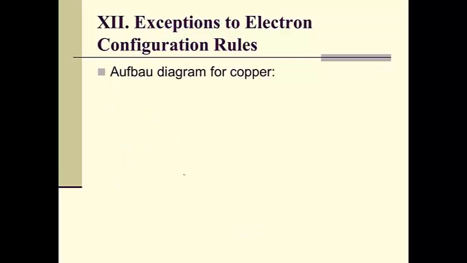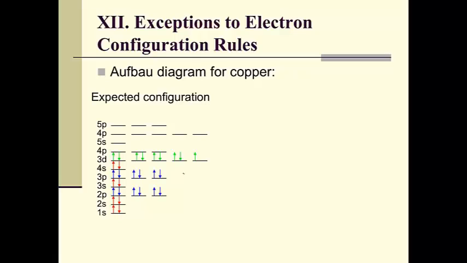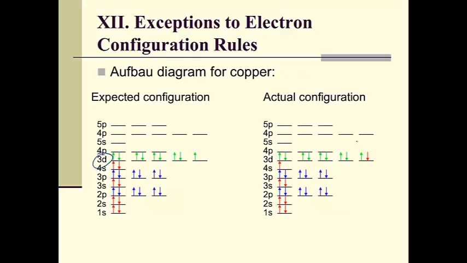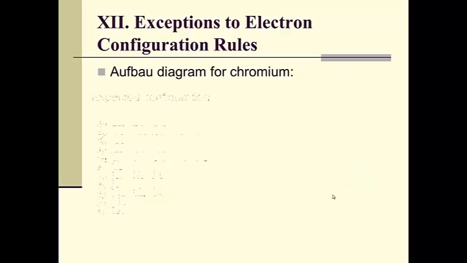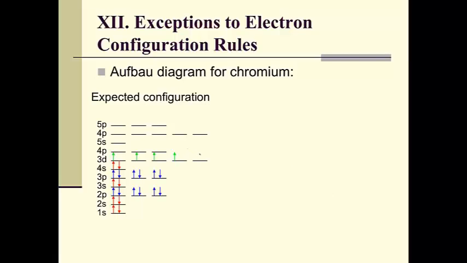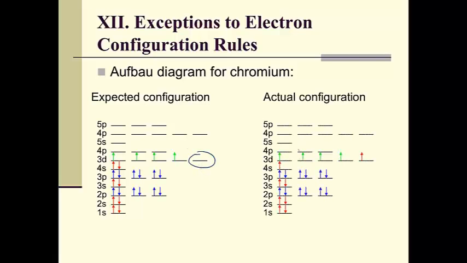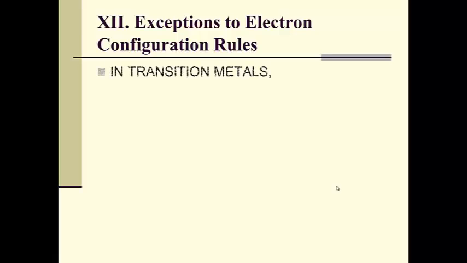Let's go look at the Aufbau diagram. We would expect that if you put the electrons in, it should end up like this. The last electron should end up going into the 3d orbital. Now, the actual configuration looks like this. Notice this one right here is empty and the electron ended up going up there. And for chromium, something similar: we have this one completely empty, and in the actual configuration, that electron moved up there. Now, why did it do that?